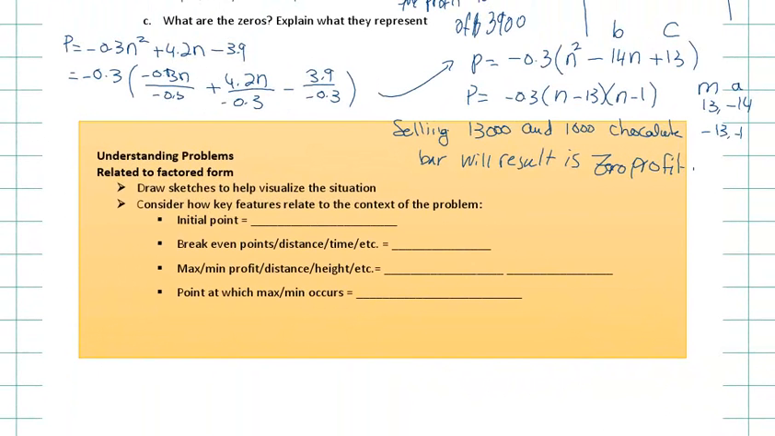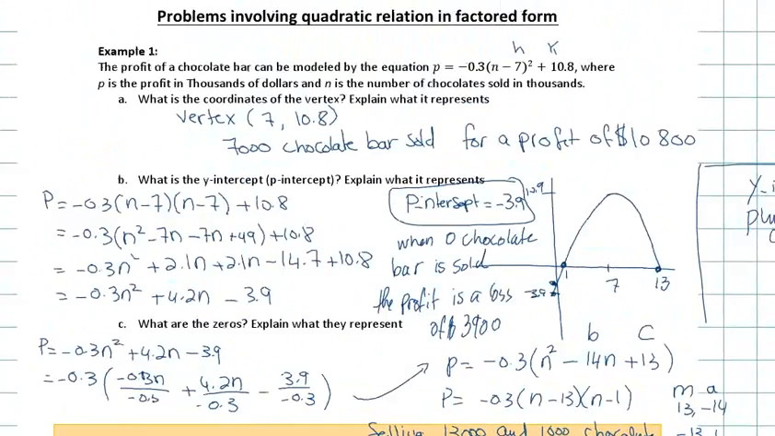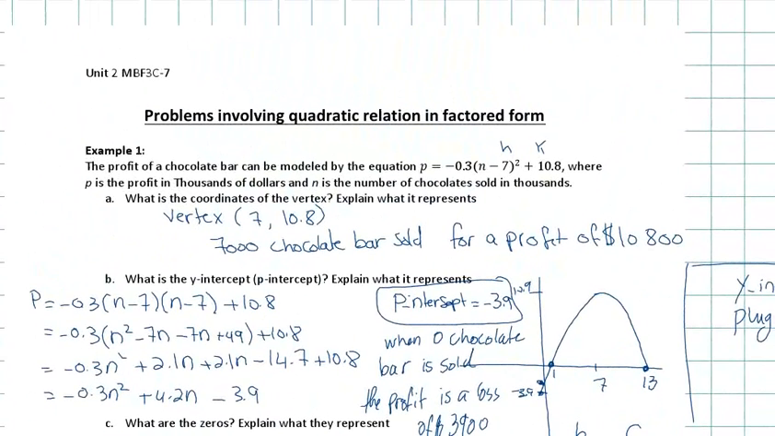So if I look back here and I look at this, right? I know what my vertex is. And I know that it's opening which way? Down. Down, because a is negative, right? So you already know two important pieces of information that help you sketch, okay? You know where the vertex is, and you know it's opening down. So sketch it. It doesn't matter if it's not perfect, sketch it, okay? It will help you to visualize the situation.